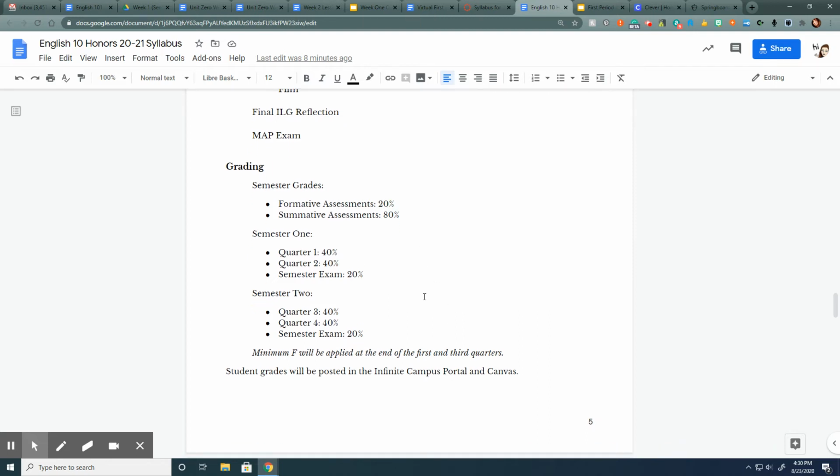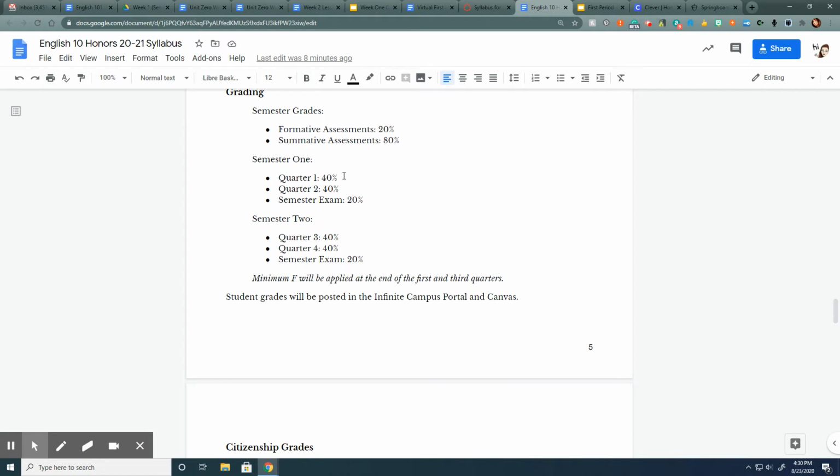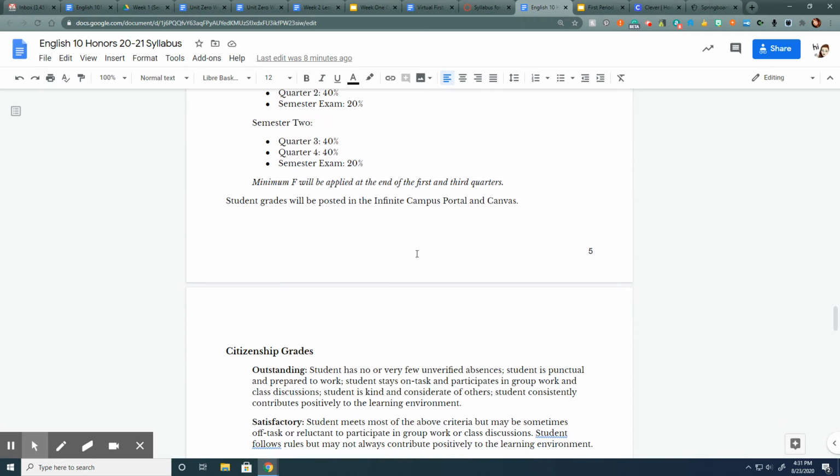And then you will notice here, your grade is calculated by quarter 1 and quarter 2, each being worth 40%, semester exam worth 20%. Minimum of F is applied at the first and third quarter. Please don't think that that means that you can just slack off during the first and third quarter. It just means that should you've had some difficulties during the first and third quarter, if you work hard during the second quarter, you can still pass the class if you work hard.